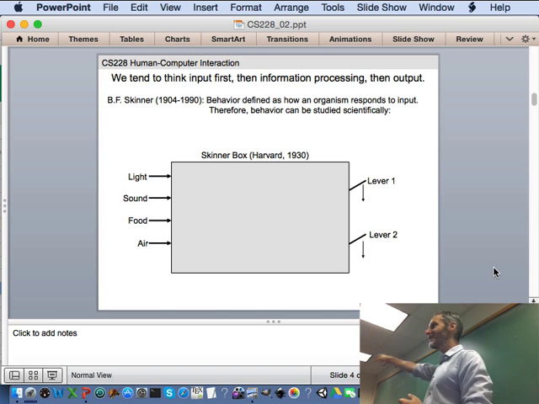The moment you place an animal or a human in a Skinner box, it changes the way you think about that animal, right? That animal is receiving some input, and you're observing how the animal reacts to that output.